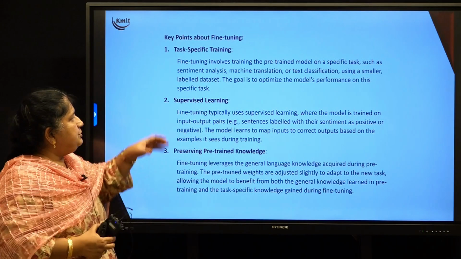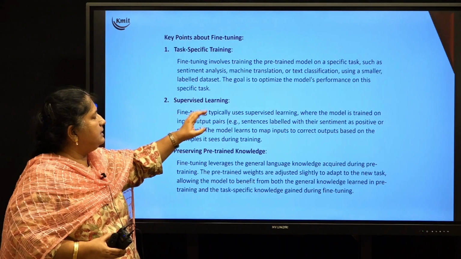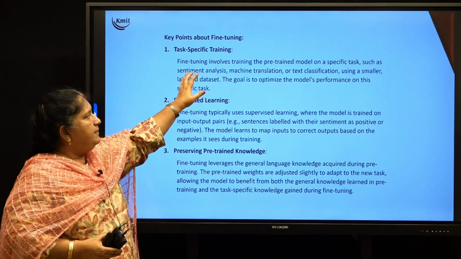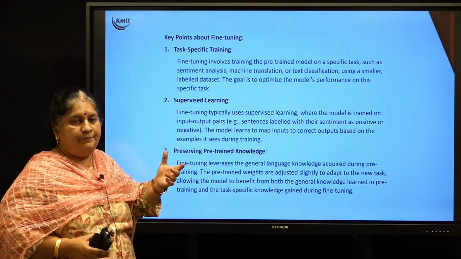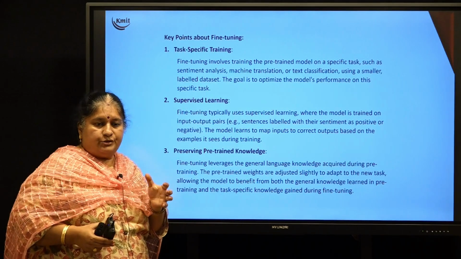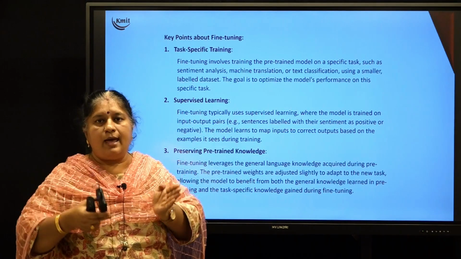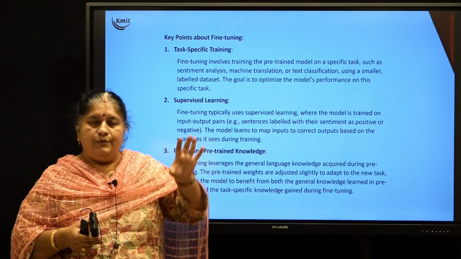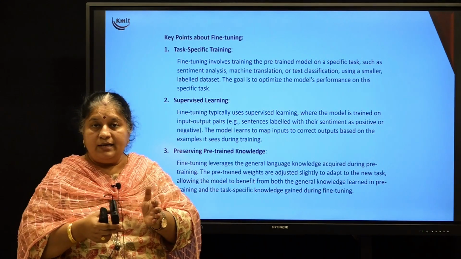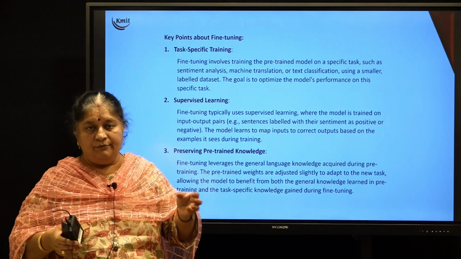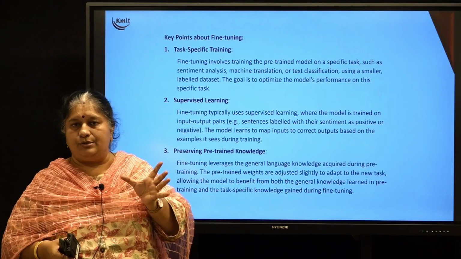So fine-tuning involves training the pre-trained model on a specific task such as sentiment analysis, machine translation, classification, all these things. The moment you go for a specific task, the data set narrows down, right? When you are talking about pre-training, you are learning the entire language, so the data set is vast. When I am working with a specific task, the data set narrows down, right?